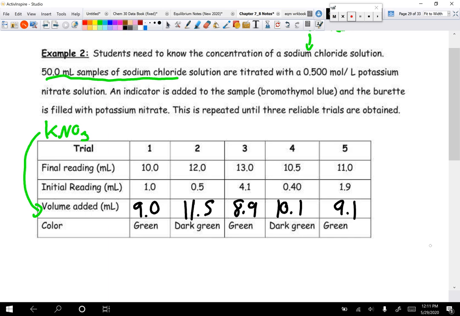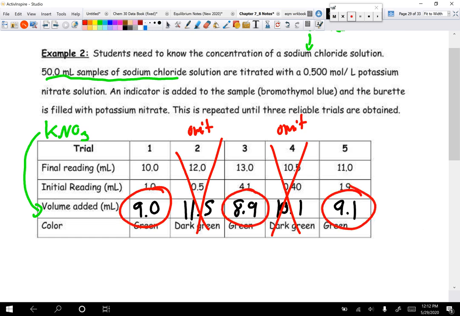So remember, we want 3 trials that fall within 0.2 milliliters of each other. So just by looking at 9.0 to 8.9, that's 0.1 from each other. 9.0 to 9.1, also 0.1 from each other. So we have trials 1, 3, and 5 fall within that range. So that means we are going to omit trial 2 because it doesn't fall within our range. And we're also going to omit trial 4. So we're going to use this one, and this one.